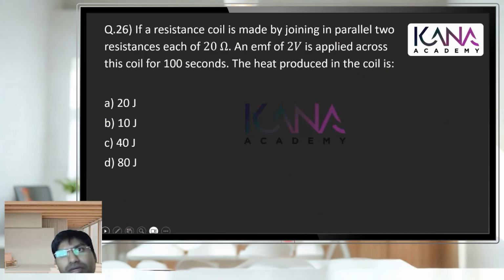Okay. So question 26: there are two 20 ohm resistors in parallel, and the voltage across is 2 V for 100 seconds. We need to find the heat. So the parallel equivalent resistance will be 20 by 20 plus 20. So this is 10 ohms. Okay. So first we can find the P value. P is equal to power is equal to V square by R. So we know they are given volts.